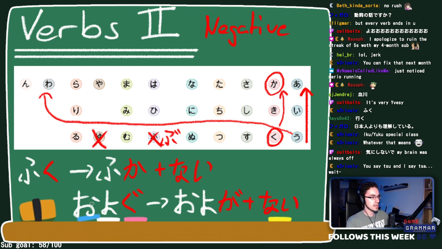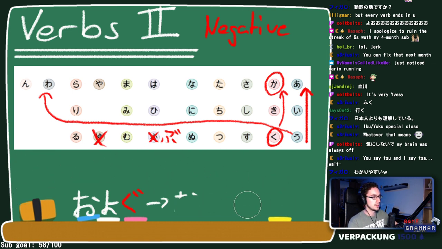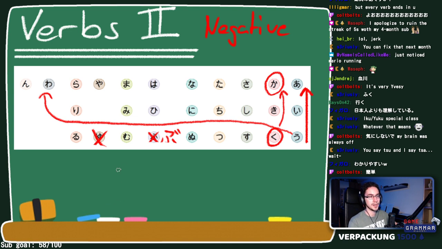Okay, let's pick up the pace a little bit because this is getting repetitive. Lucky for you, isn't it? Because you don't have to learn anything new. You just have to repeat the same step over and over again, which is what I'm going for. Wakariyasui, so desu ne. Fuku, fukanai. Oyogu, oyoganai. Kantan.